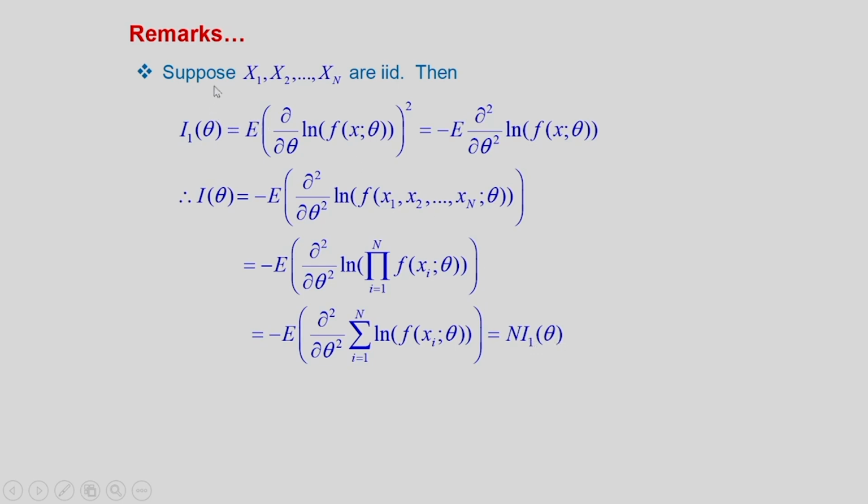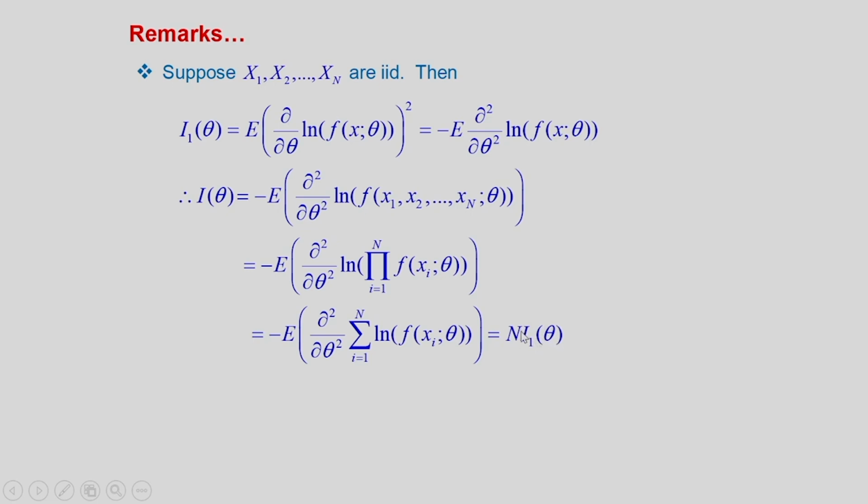So that way if the xi's are IID, independent and identically distributed, then the Fisher information statistic for these n random variables is equal to n times the Fisher information statistic for a single random variable.